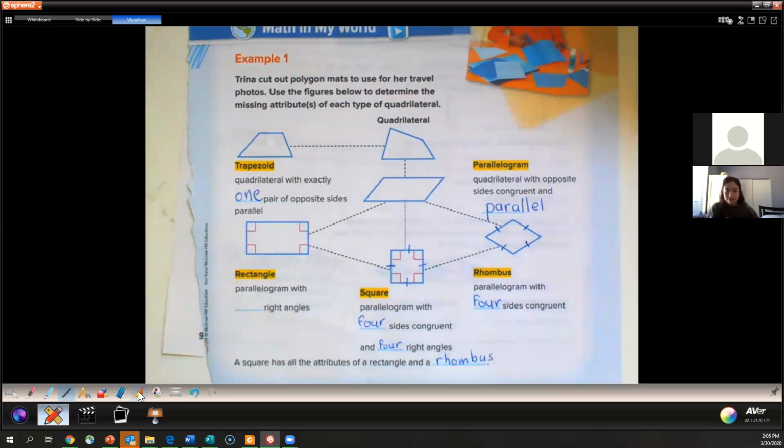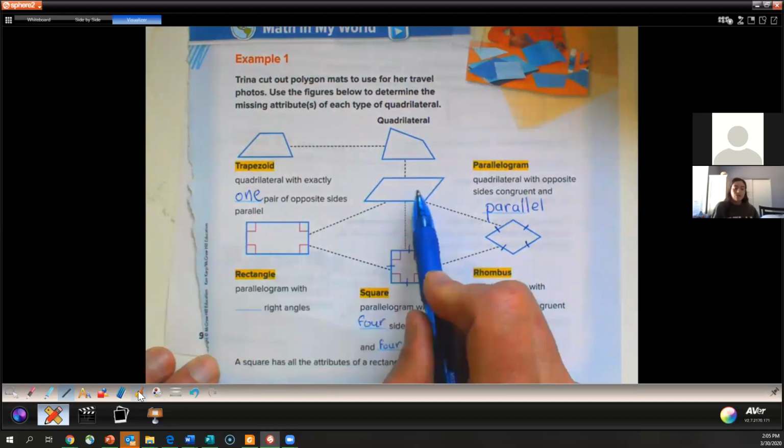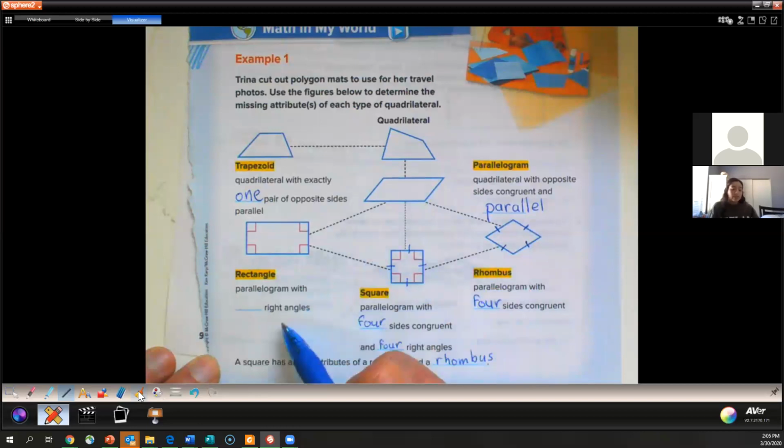R-H-O-M-B-U-S, rhombus. Perfect. All right. So now that we finished up our square, we are going to go ahead and fill in our rectangle. It says a rectangle is defined as a parallelogram with blank right angles. Now, Mr. Yates, do you mind counting the right angles in our rectangle?